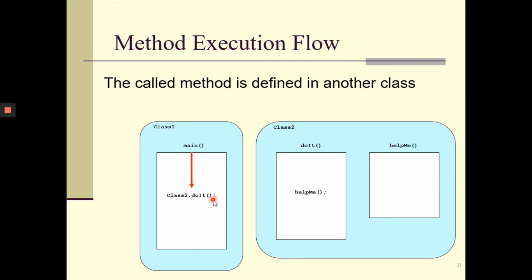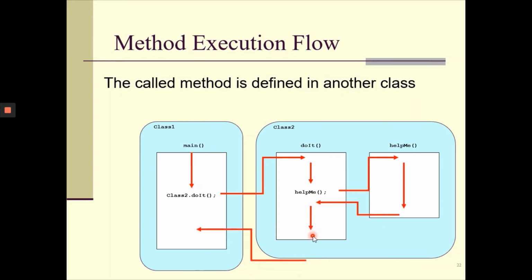So what will happen if you have this method call? It will go and search class 2, and it will search where method doit is, and it will execute whatever you have in method doit. And if you see here, there is another method call. We are calling method help me. So after we have doit, we call method help me. The execution will go to the method help me and come back to the caller, which is after the help me method call. And then you will execute whatever you have in method doit and go back to the caller, which is in class 1.